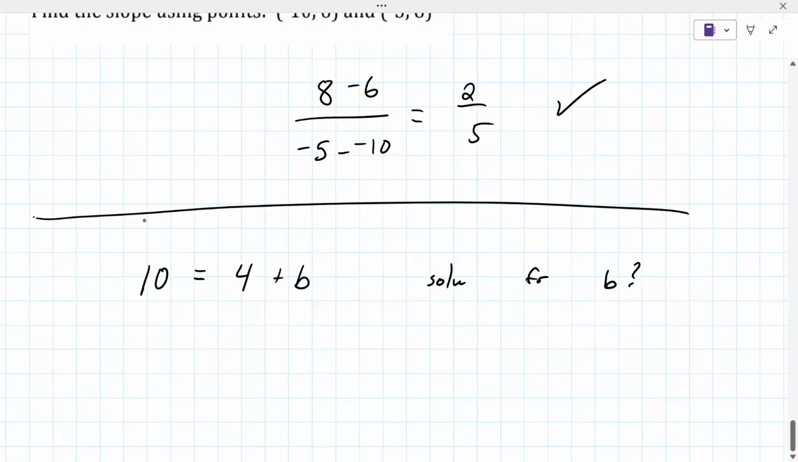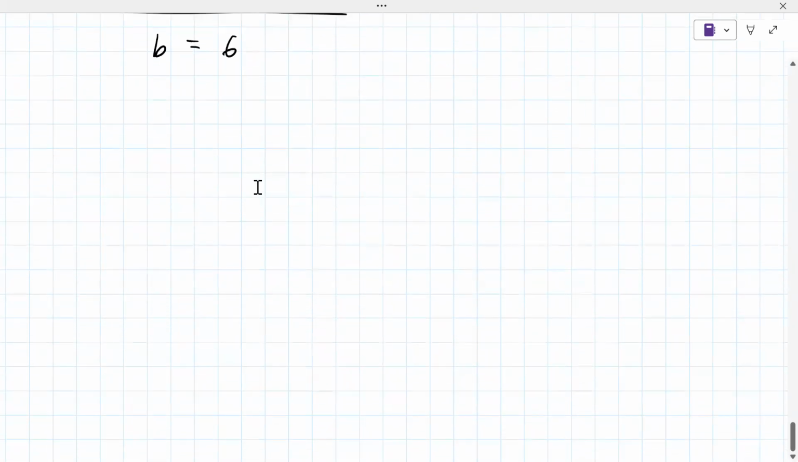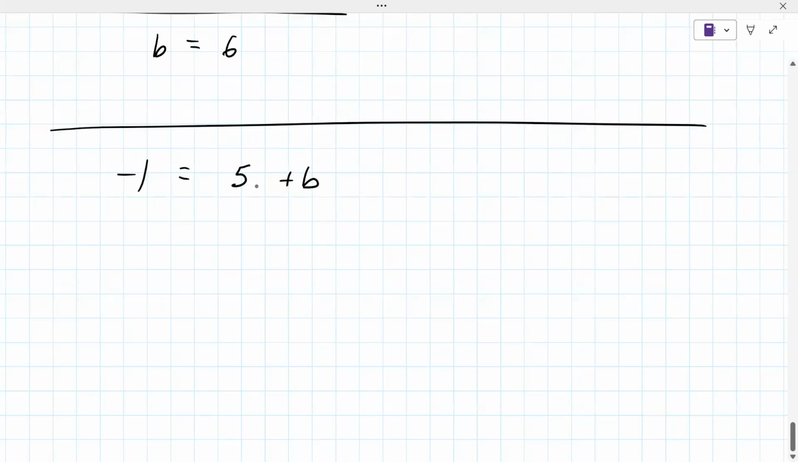Wouldn't you just subtract 4 from 10? Okay, so what does b become? 6. Good. Let's try another one here. -1 equals 5 plus b. Could you solve this for b?